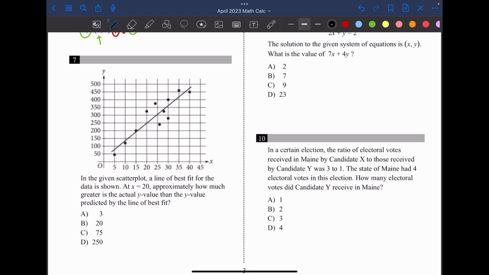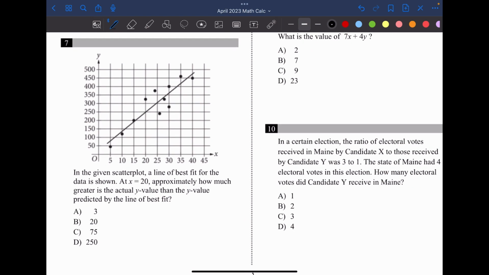Question number 7. In the given scatter plot, a line of best fit for the data is shown. So it's the same thing again. At x is equal to 20, approximately how much greater is the actual y value than the y value predicted by the line of best fit? So the actual y value is the point here. I'm going to write actual. And then the value predicted by the line of best fit is obviously on the line of best fit, but it would be here. So what is the difference between these two?